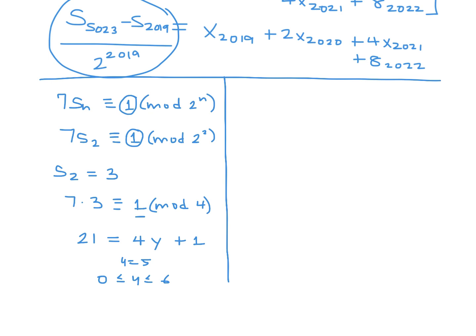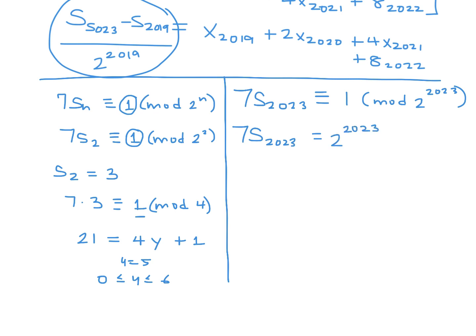Okay, so now let's go back to our S2023, and that's got to be the same as 1 mod 2 to the power of 2023. Not as simple, but this is basically the equivalent of saying that S2023 is 2 to the power of 2023 times some y plus 1, just like how I did over here. What that y is, I don't know, but it's obviously got to be multiplied by something.